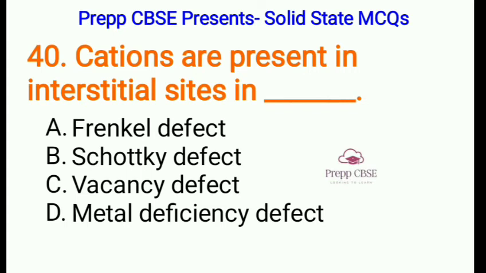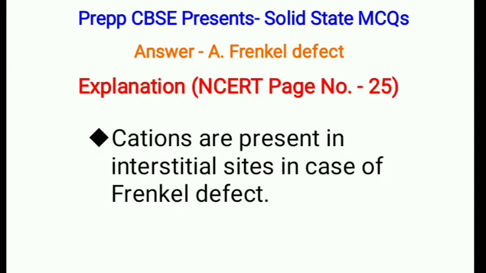Next, cations are present in interstitial sites in which defect? A. Frenkel defect, B. Schottky defect, C. Vacancy defect, or D. Metal deficiency defect. So correct option is A. Frenkel defect. Cations are present in interstitial sites in case of Frenkel defect.